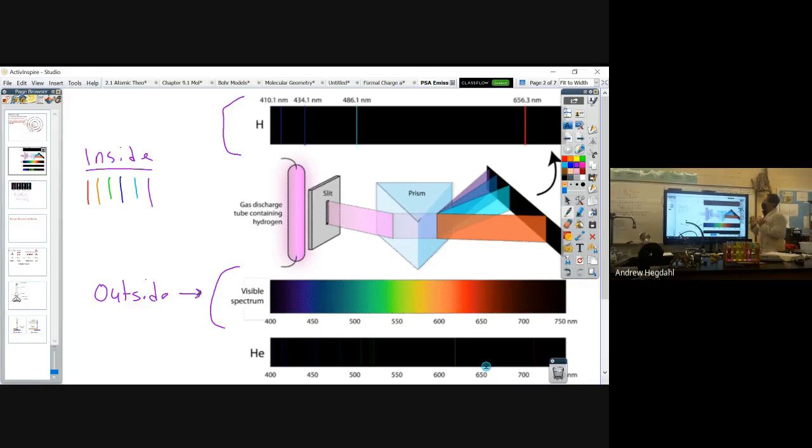And scientists can use these unique patterns of light to identify different compounds or elements. Okay? So astronomers can look into space and they can identify different molecules that are on different planets.